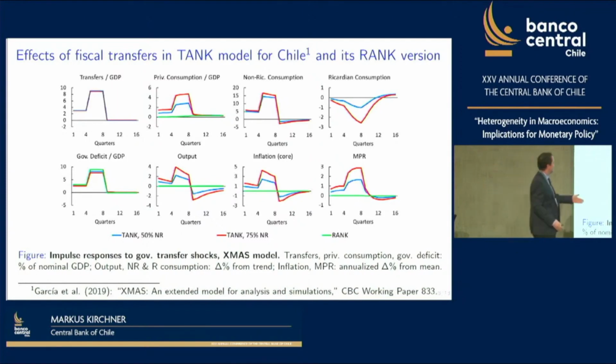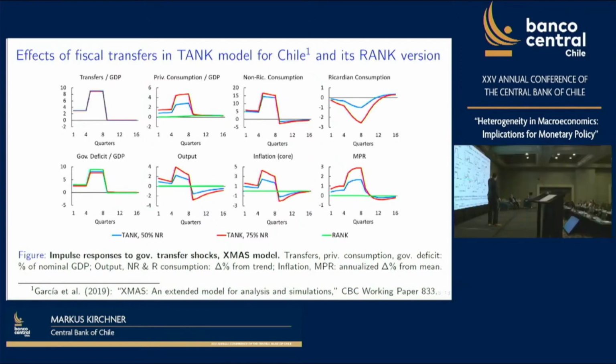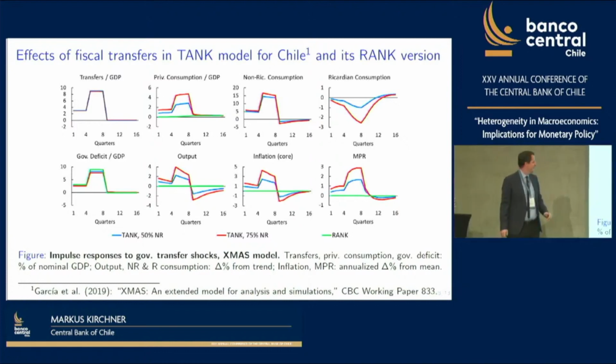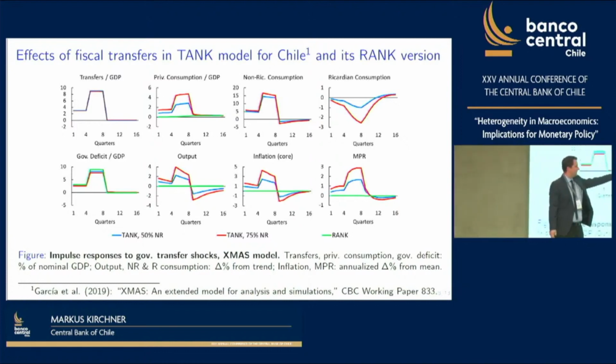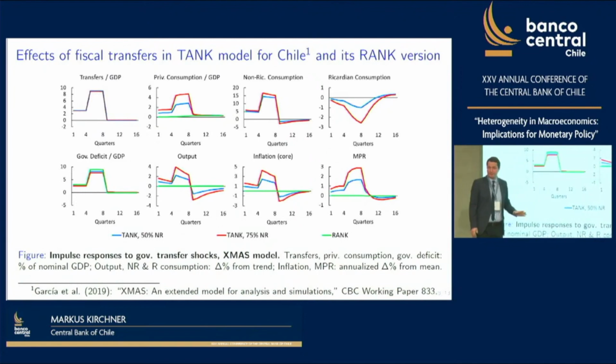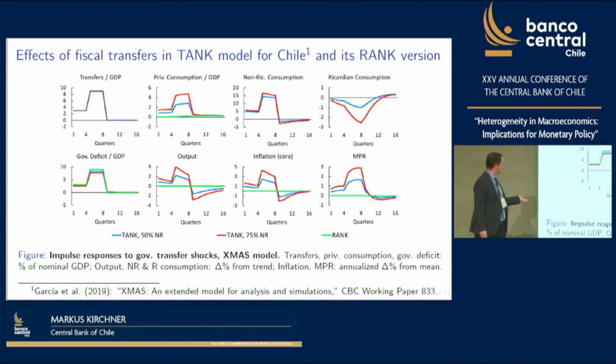So they make non-Ricardians safe, given that the Ricardians are safe. So they decrease their consumption, given that the non-Ricardians are consuming all of it. And that stabilizes, at least partially, inflation and the output response. And what happens in a RANK type of model?